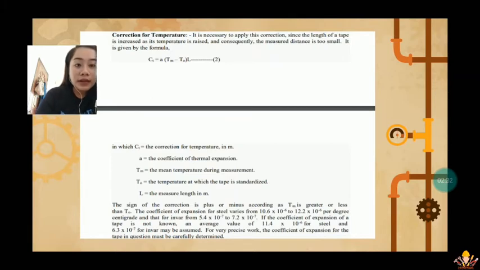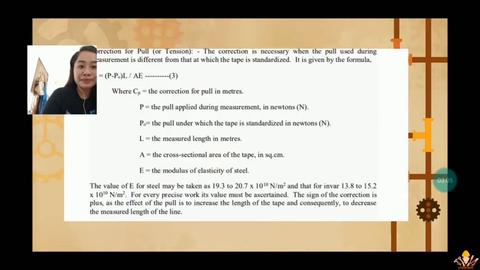So the sign of the correction is plus or minus according to whether your mean temperature is greater or less than your standard temperature. The coefficient of expansion for steel varies from 10.6 times 10 raised to negative 6 to 12.2 times 10 raised to negative 6 per degree, and that for invar from 5.4 times 10 raised to negative 7 to 7.2 times 10 raised to negative 7.